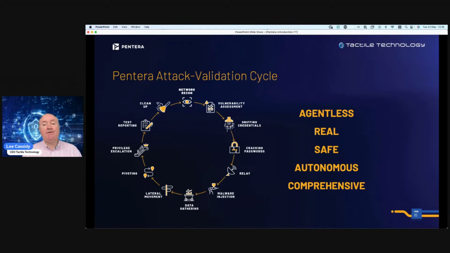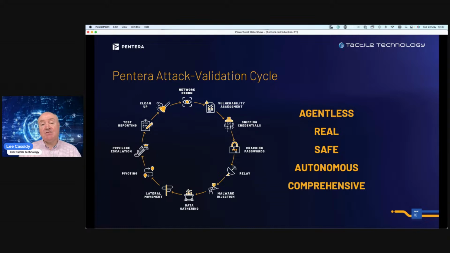So if we look at the attack cycle, the first thing is network reconnaissance, and then what we're going to do is work through identifying vulnerabilities, trying to find credentials, cracking passwords, because again, the hackers will do that. They'll use GPUs and specialist software to actually identify passwords. They're going to relay onto different systems. They're going to use malware injection. They're going to gather data. They're going to move across between systems, and they're going to pivot as well by changing the type of attack they're using if it doesn't work.